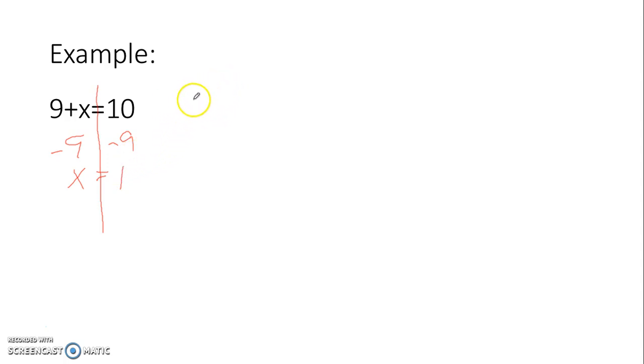All right, and then step 3 is to check our work. So now let's plug it in. 9 plus 1 is equal to 10. 9 plus 1 is 10. And 10 equals 10, so we know that we did it right. All right, let's take a look at the next one.